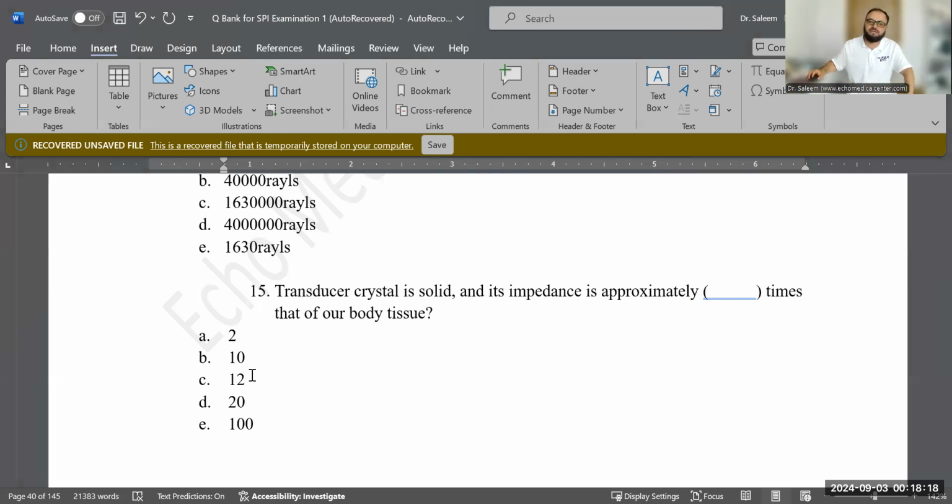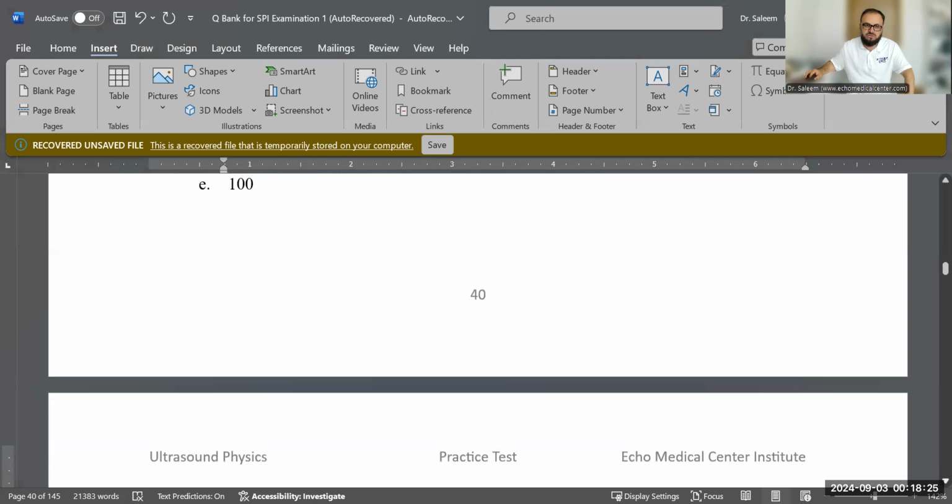Yes, D is the correct answer. 20 times it's greater than the soft tissue of the human body. Correct. Let's do the next one.